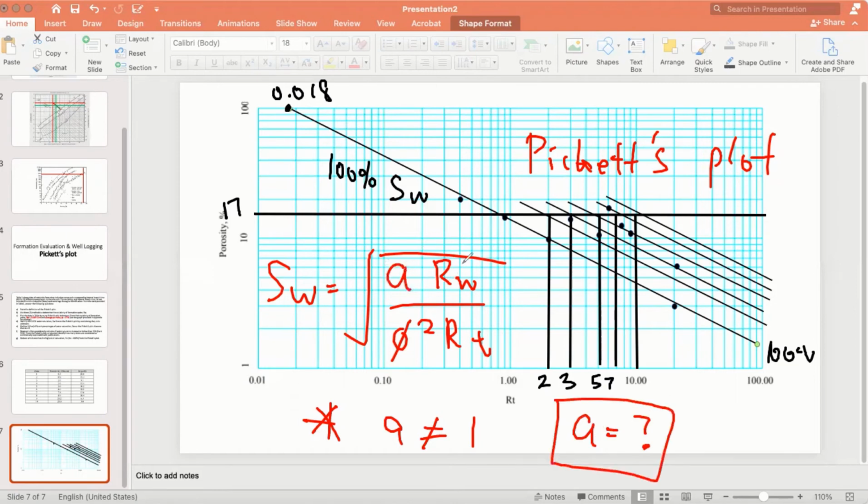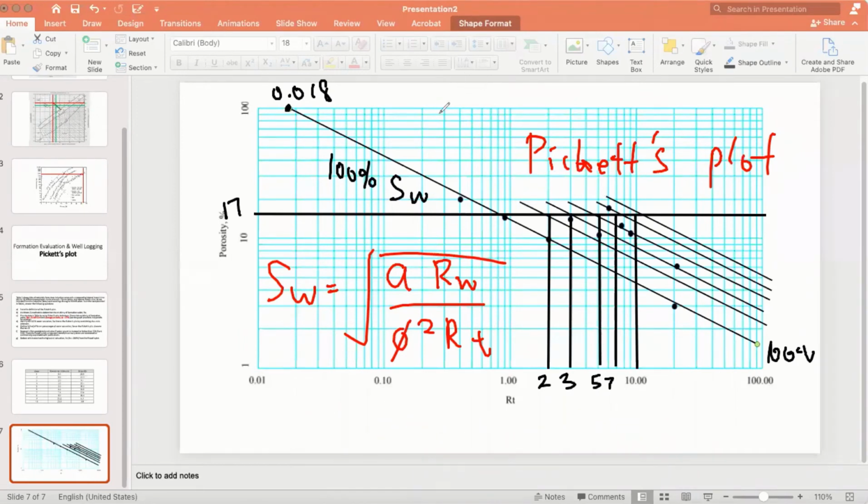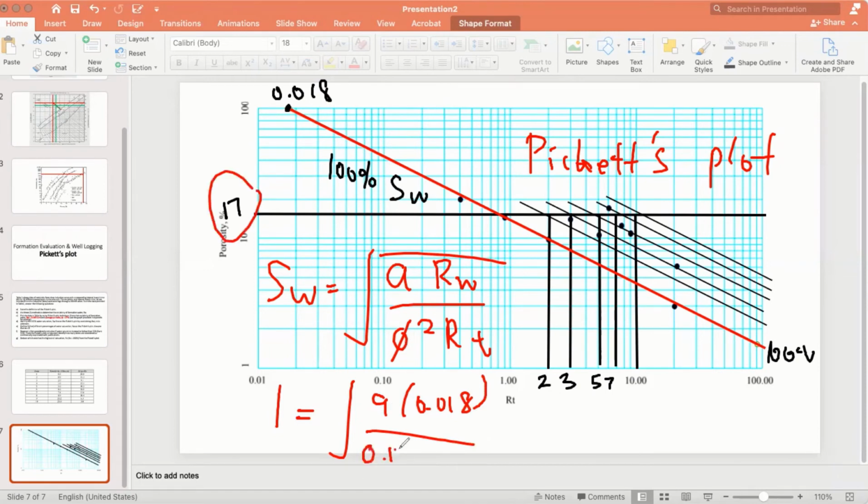So remember, A is not equal to 1 in this Picketts plot. We have to calculate it ourselves for this case. So for this line, we have to find where SW is 100%, which means 1, square root of A, we don't know. RW is always constant in our calculation. We use this one, RW, water resistivity. And porosity, 17%, so it's 0.17 squared.